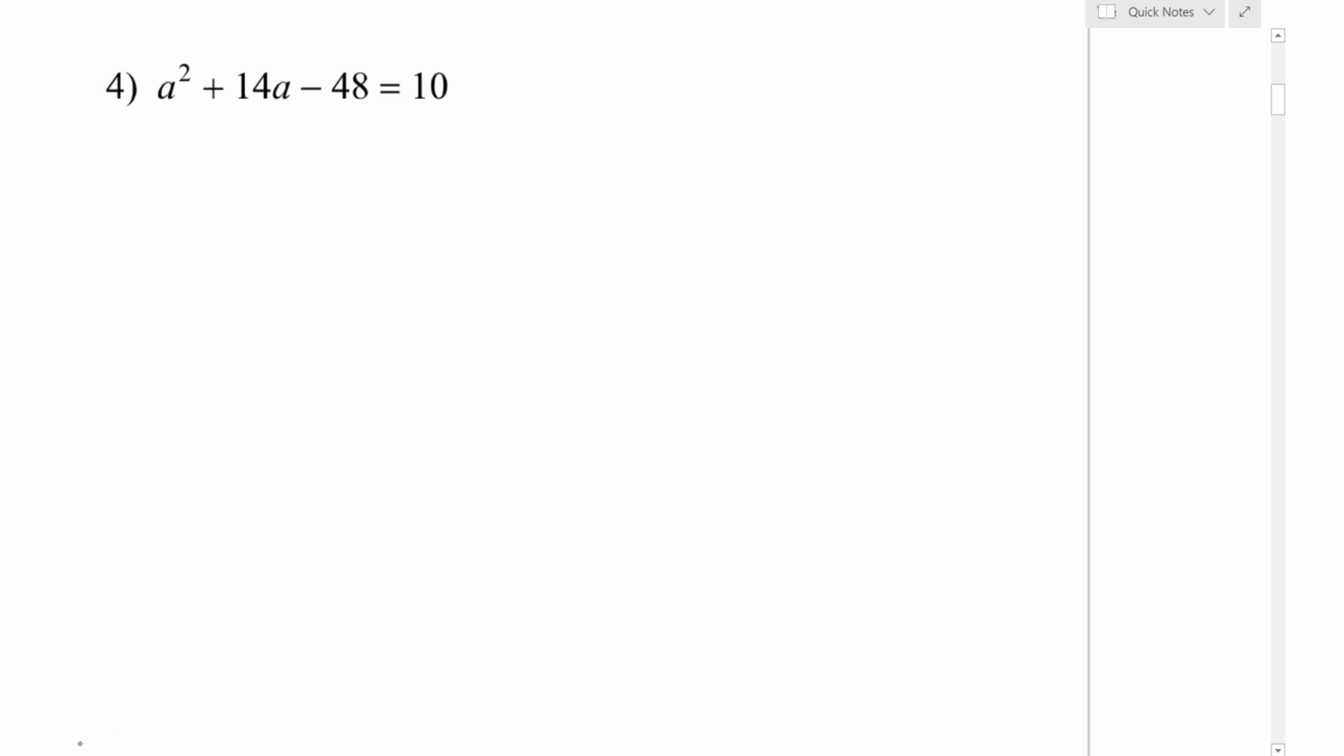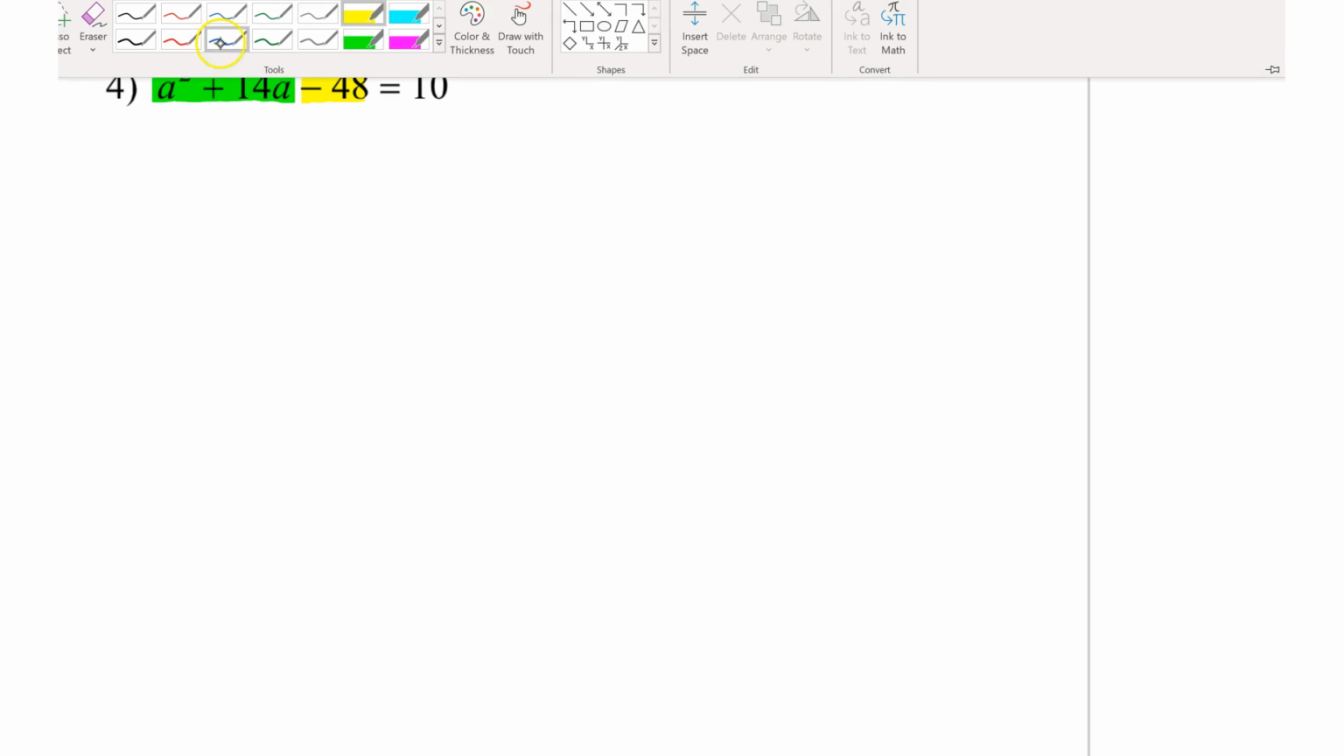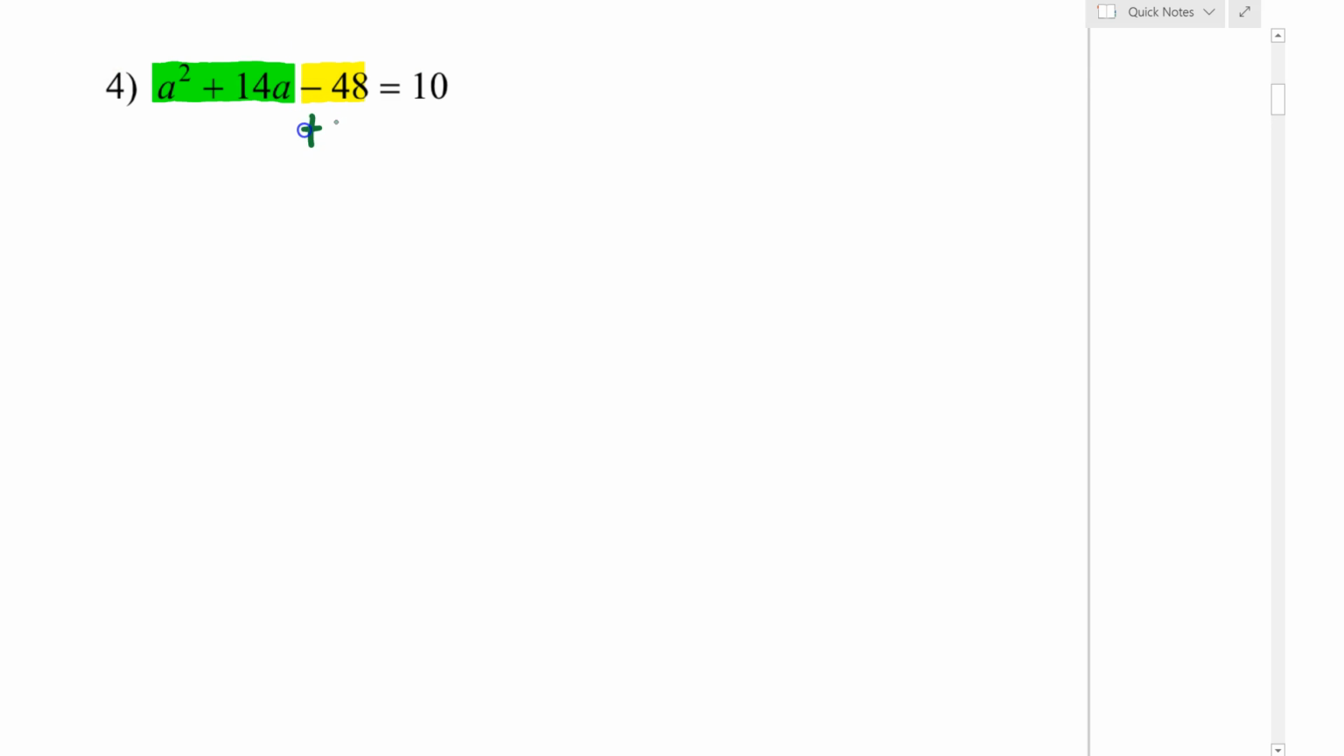We are going to solve this quadratic by completing the square. Once again, we want the variables on one side. In other words, the a² + 4a we want by itself. The negative 48 we want to address. And how do we address that? We add 48 to both sides. So we have a² + 14a = 58.